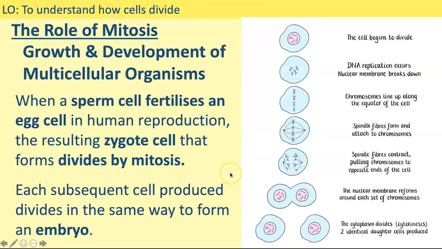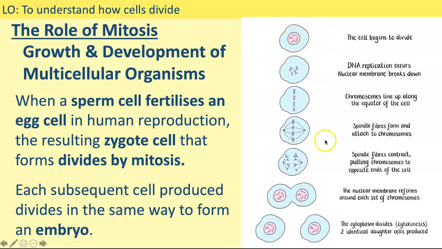So the role of mitosis is really important for the growth and development of multicellular organisms. We are multicellular organisms, so I'm using humans as an example here. When a sperm cell fertilizes an egg cell in human reproduction, the resulting zygote cell forms and divides by mitosis. So a zygote cell is a fertilized egg cell. So we could have this as an example here.